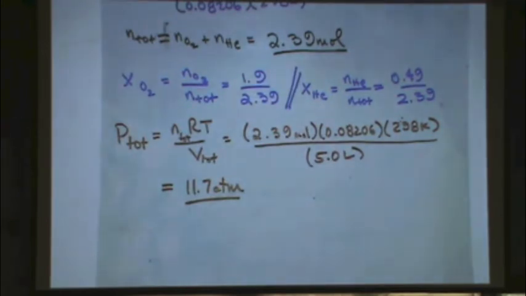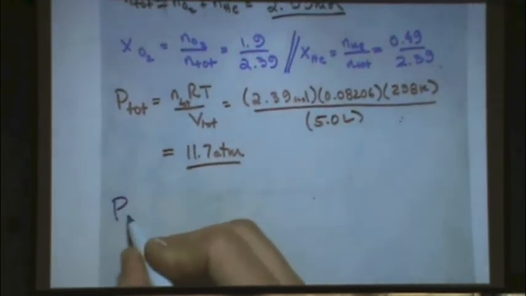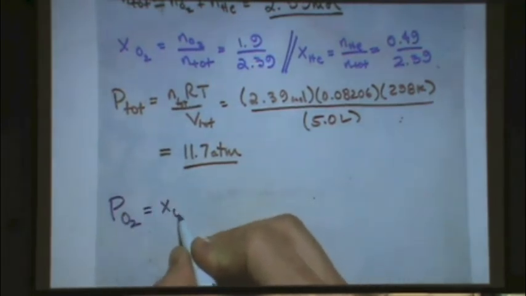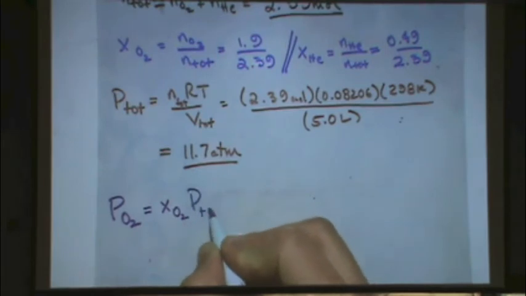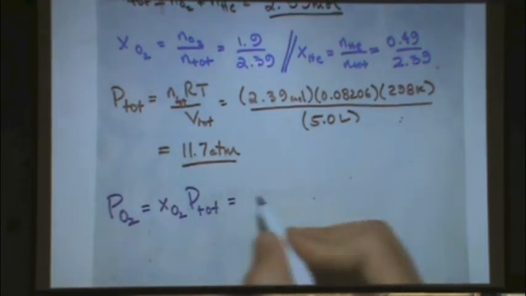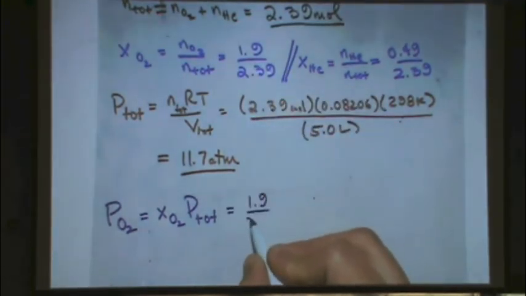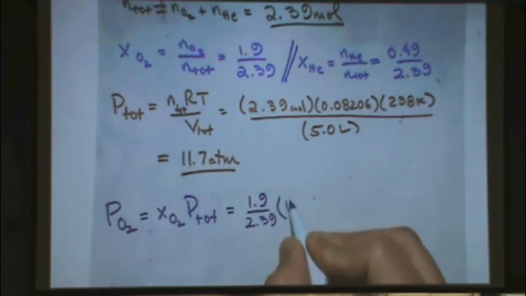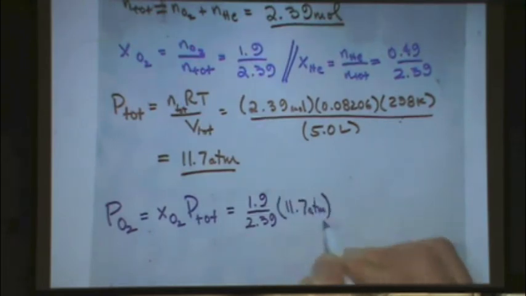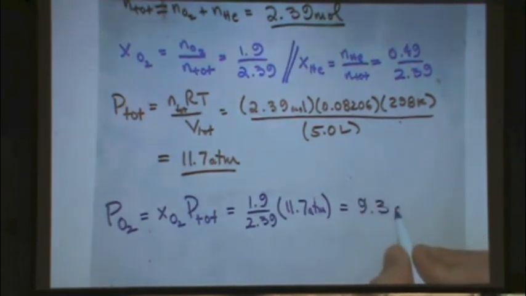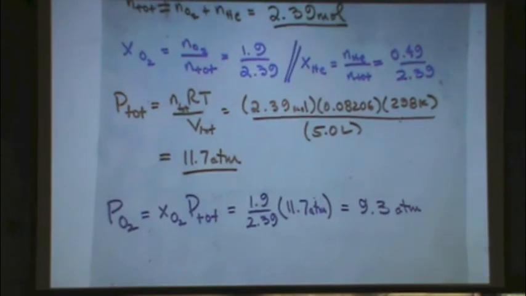Now that we have the total pressure, we can find the partial pressures, or the pressures contributed by each gas. So, the partial pressure of oxygen, doesn't matter which one we do first, is the mole fraction of oxygen times the total pressure. Or the mole fraction of oxygen, that's right up there at the top of the screen right now. 1.9 divided by 2.39 times 11.7 atmospheres is the total pressure. This turns out to be 9.3 atmospheres for oxygen.